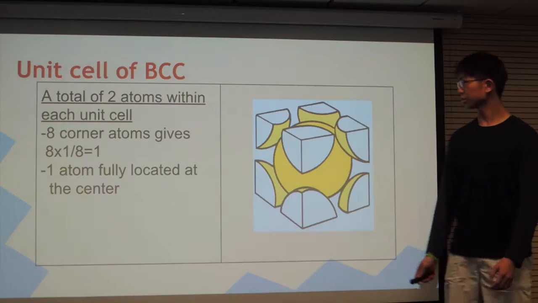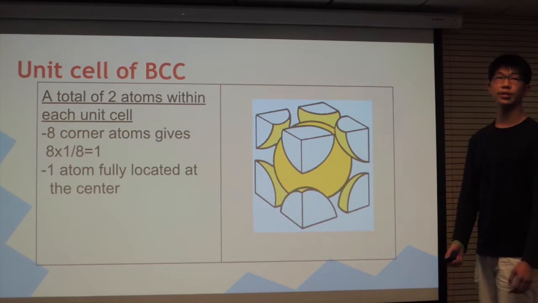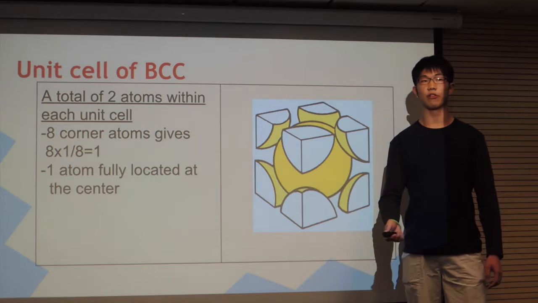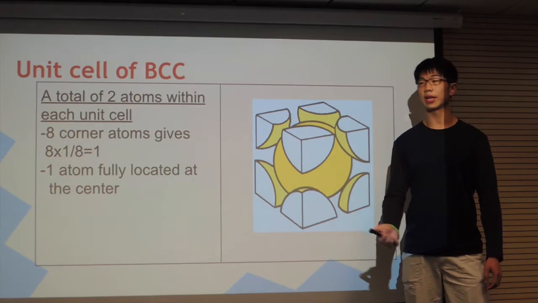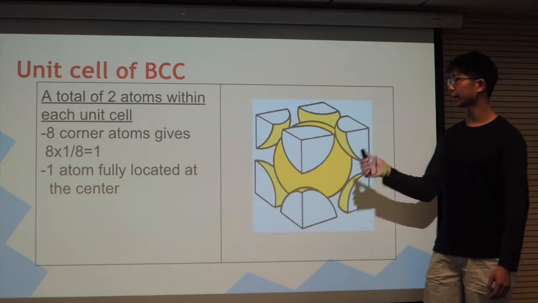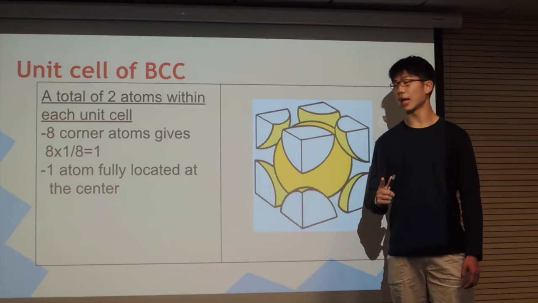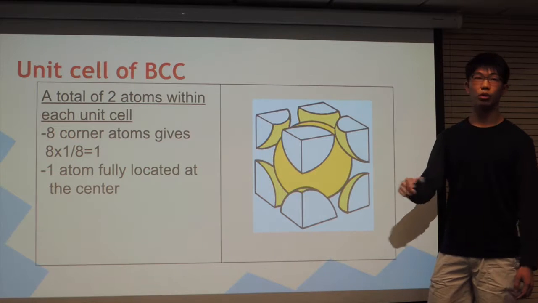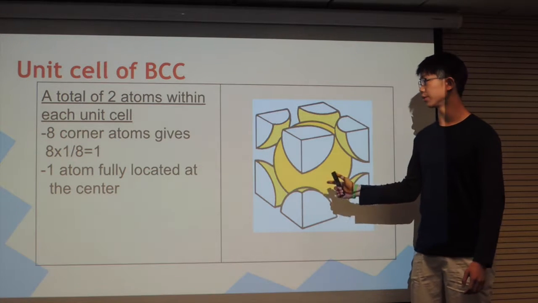surrounding it. So this is the unit cell of body-centered cubics, and it has a total number of 2 atoms, because all the corner atoms add up to form 1 atom, plus the only 1 independent atom at the center, so it adds up to 2.